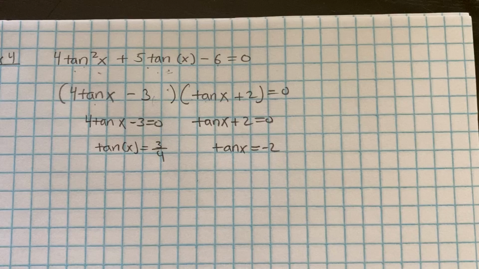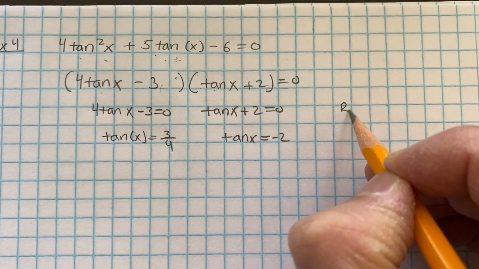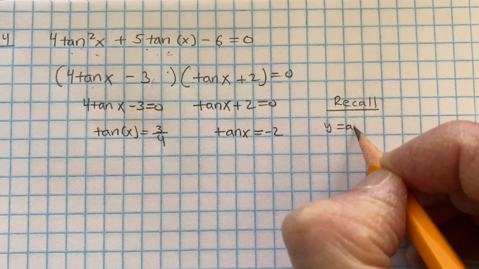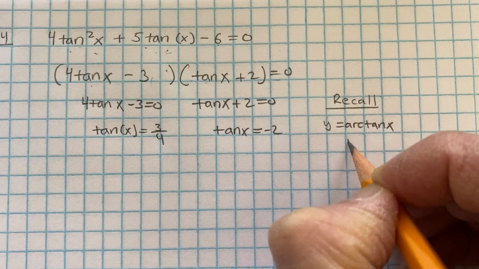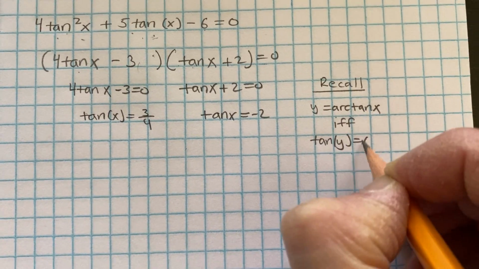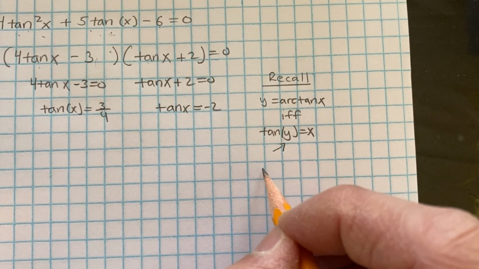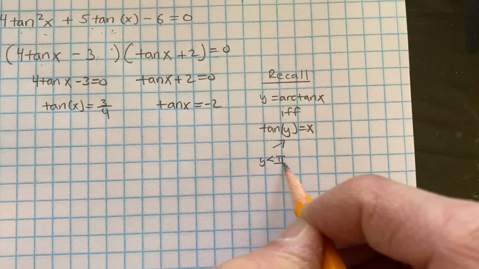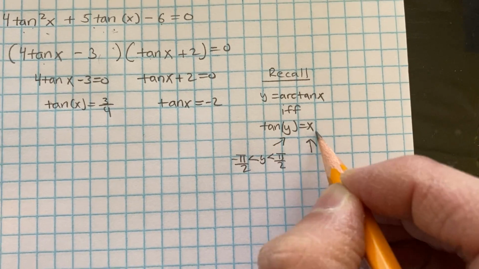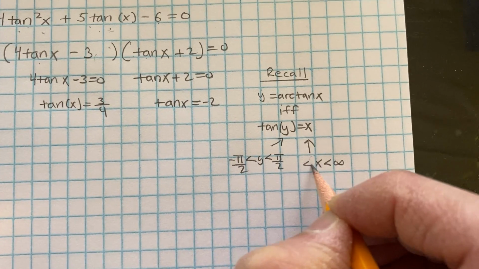All right, so again, before we use our arctan function, you have to recall the restrictions. Recall that y is equal to arctan of x if and only if tangent of y is equal to x. And the restriction was that this number inside my argument has to be between pi over 2 and negative pi over 2. And whatever's outside the argument, there is no restriction. X can be anything.